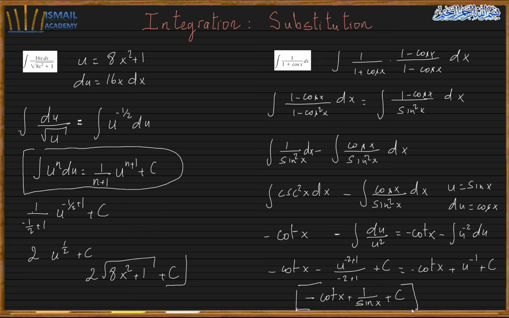It's up to you. So I can do it here again: minus cotangent x plus cosecant x plus c. So here's the same thing. It's up to you to choose which one you like to put.